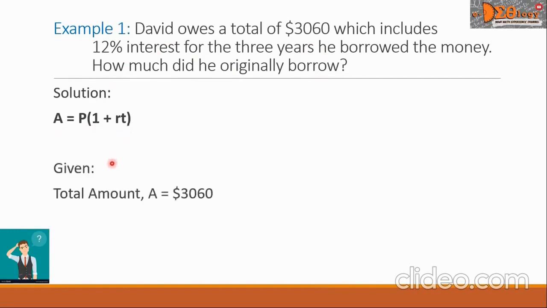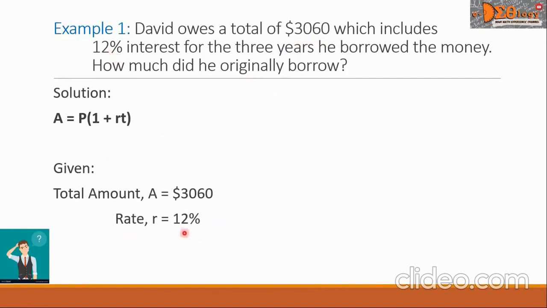Let us now list the given of the problem. First is the total amount denoted by A, and that is the $3,060. Next is the rate denoted by R, and that is the 12%.